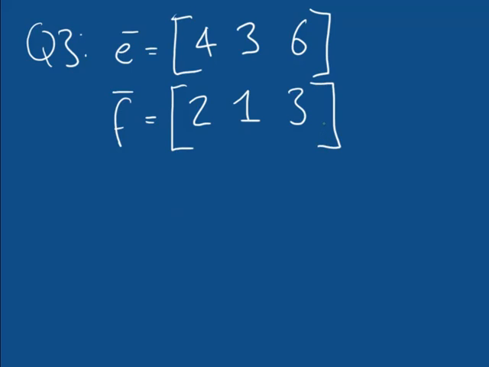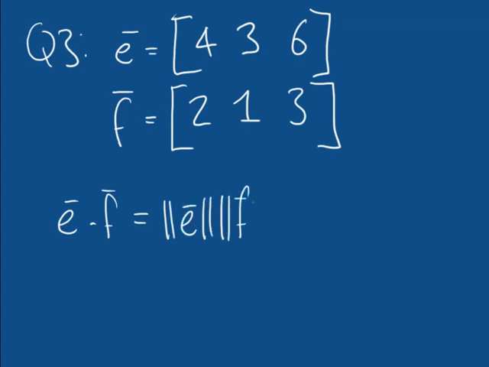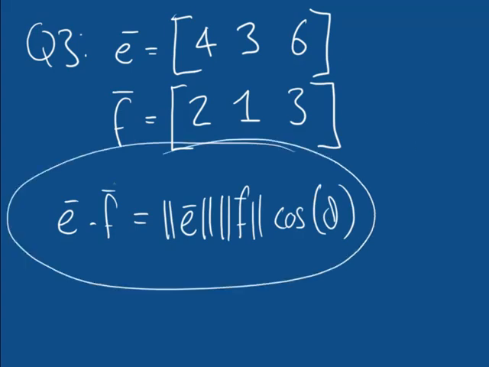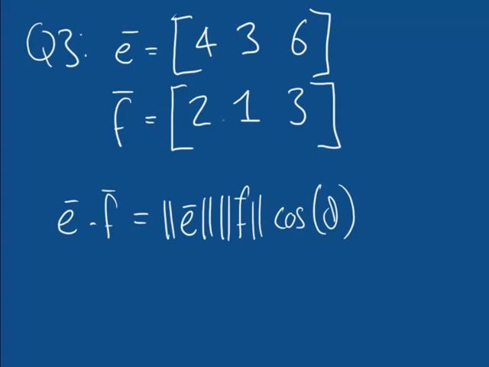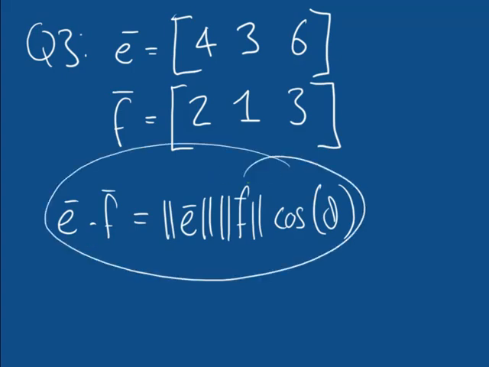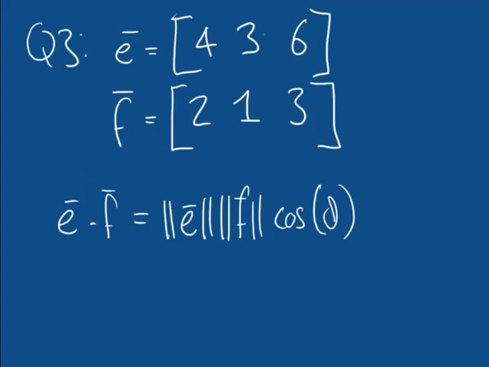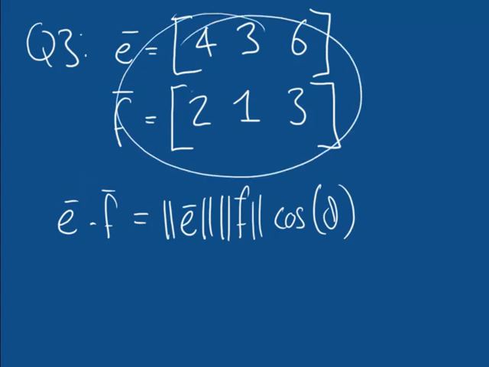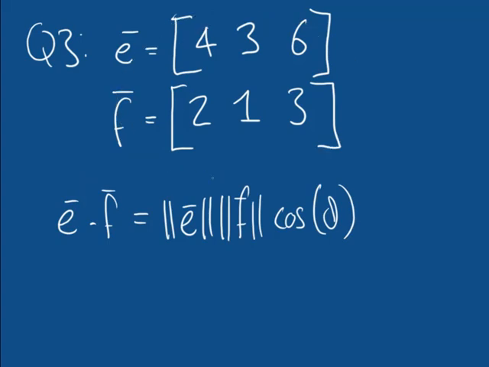And what I'd like you to do, if I tell you that e dot f is equal to the length of e multiplied by the length of f multiplied by the cosine of the angle between them, we know that this is one of our two definitions of the dot product. What I'd like you to do is rearrange this to find the angle between these two vectors, and then use that to find the angle between those two vectors, please.